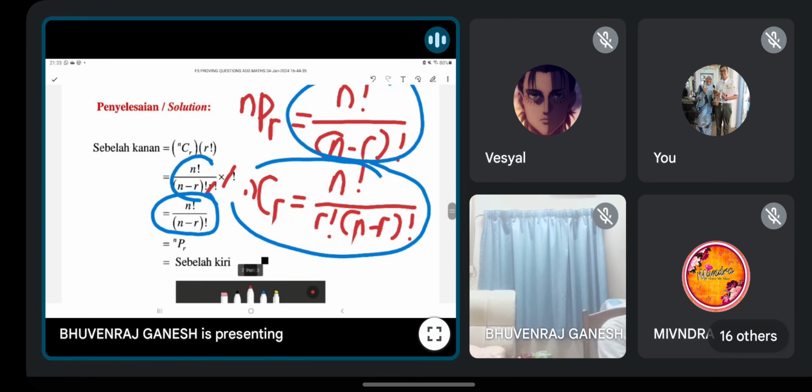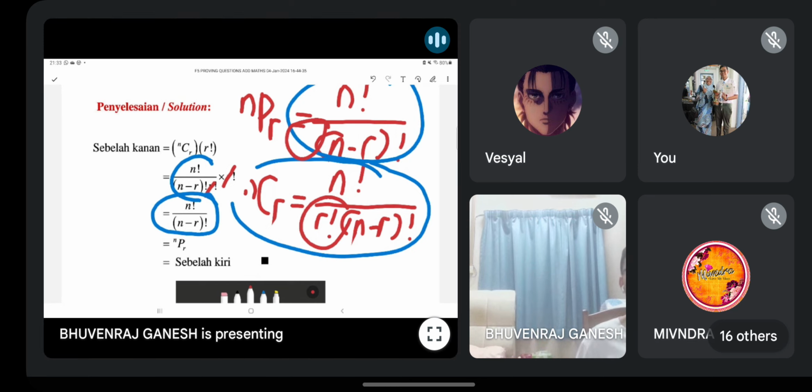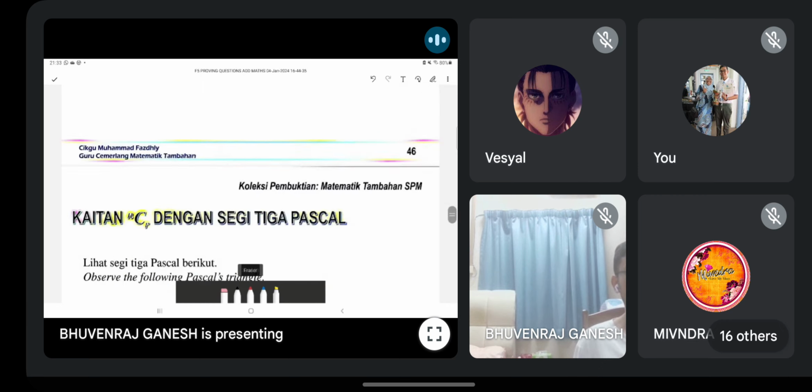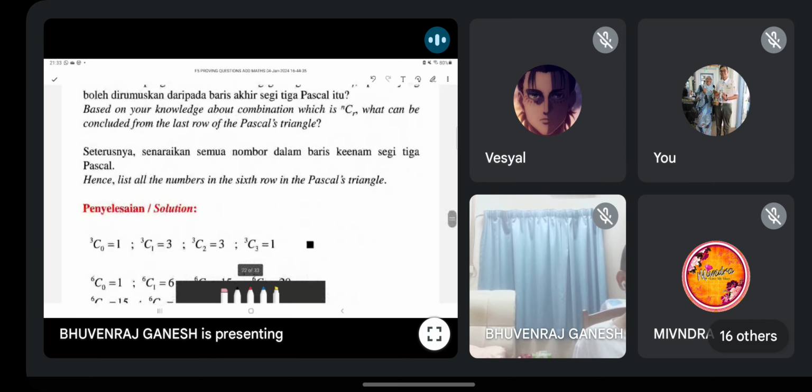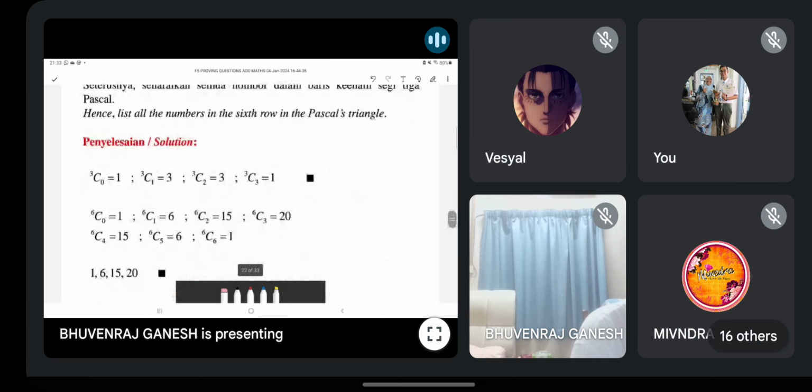So basically, you just see that there is a difference here. One got r factorial, one don't have. So that is how you can prove it lah. Satu ada r factorial kat bawah, satu lagi tak ada. So that's the difference. That's why you times with r factorial. Okay, itu adalah perbezaan. So only this formula lah for permutation you all should know. Okay, actually got some more lah, but let me see this one.